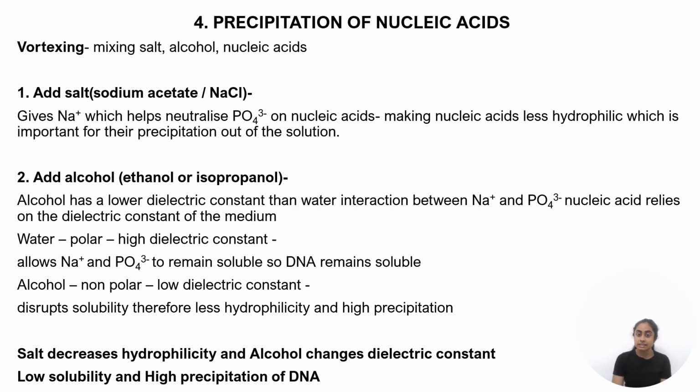The fourth step is precipitation of nucleic acids. To do this, we do something called vortexing. In vortexing, we take the nucleic acid and we add salt and we add alcohol. Now why do we add salt? Salt has Na+ ions, nucleic acid has PO4 3- ions, Na+ and PO4 3- ions neutralize each other. This is important because this makes the nucleic acids less hydrophilic, that means less water loving.